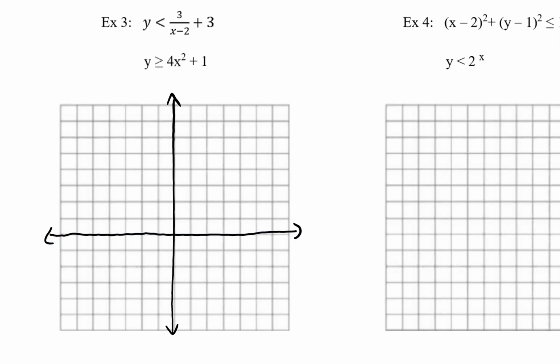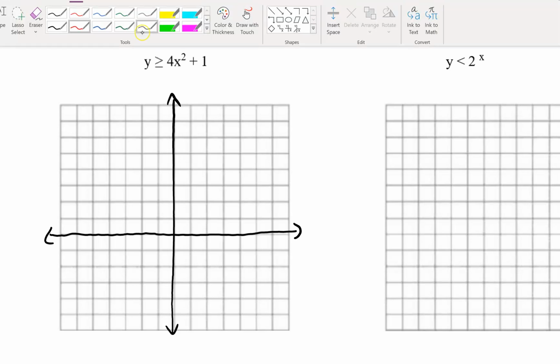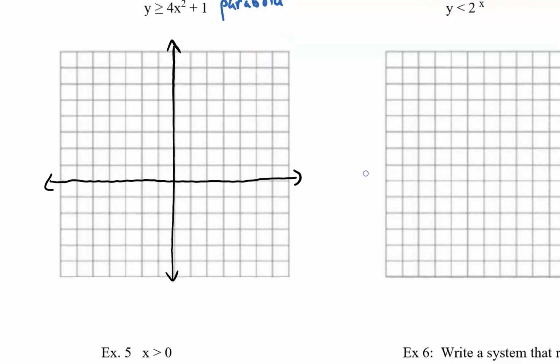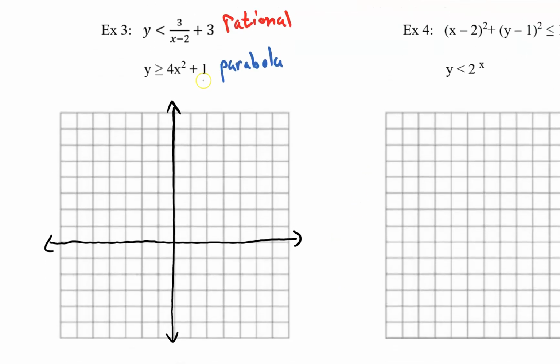Now, what is it we have that we're graphing? Well, the first one is a rational. We need to know how to graph a rational. And then the second one is a parabola. So we're going to graph the second one. I'm just going to do that one first. It's pretty easy to do.